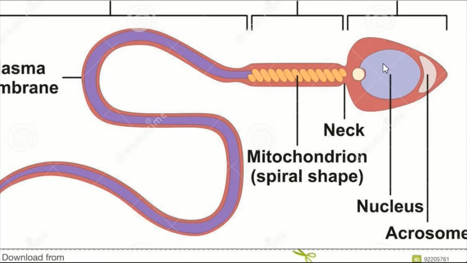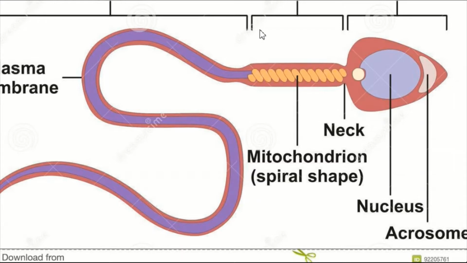And then here inside the head, you have the nucleus. The nucleus contains the genetic material from the paternal side, which is the father's side in simple terms, that will provide the DNA. So here you have 23 chromosomes from the father's side that will be combined with another 23 chromosomes from the maternal side. So that's the head of the sperm cell.